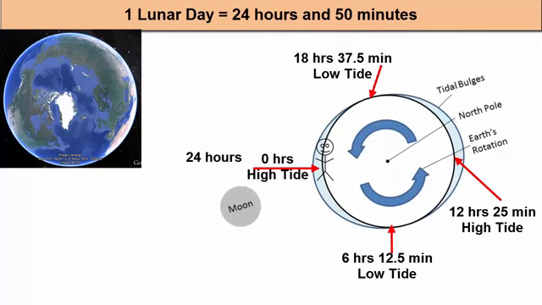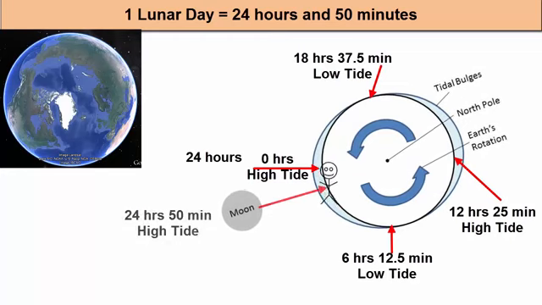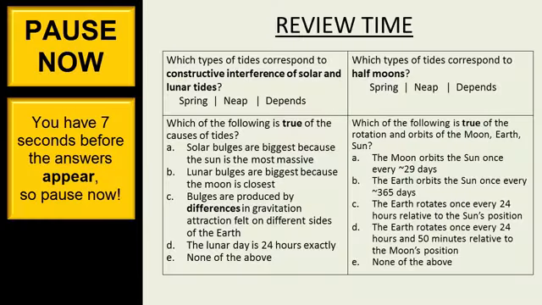The bulges have moved with it. So the figure needs to rotate another 50 minutes to meet back up with the bulge. And that's why we experience 2 high tides and 2 low tides every 24 hours and 50 minutes. Or, more precisely, the period of one wave is 12 hours and 25 minutes. Pause now.